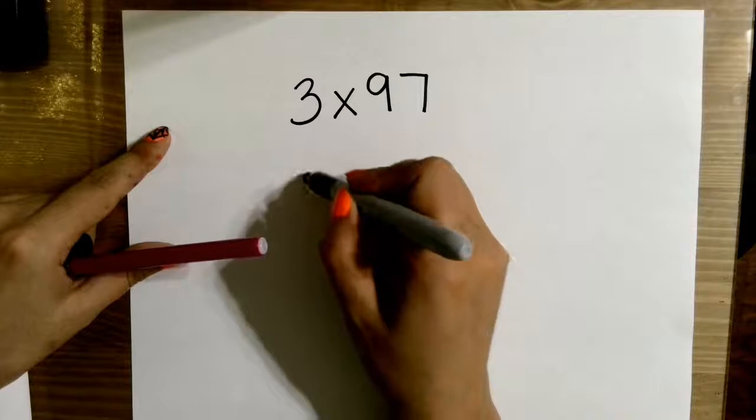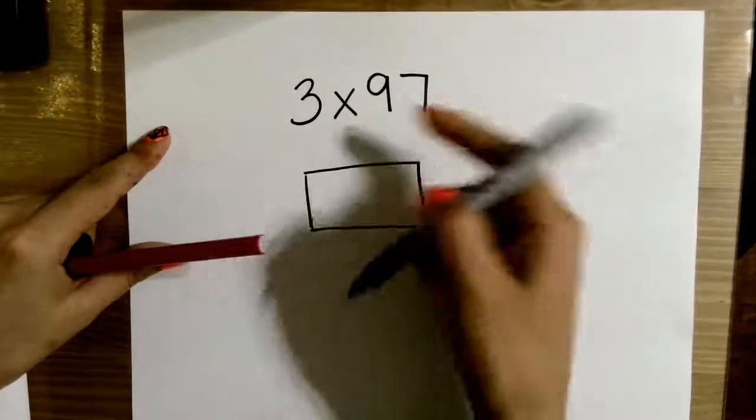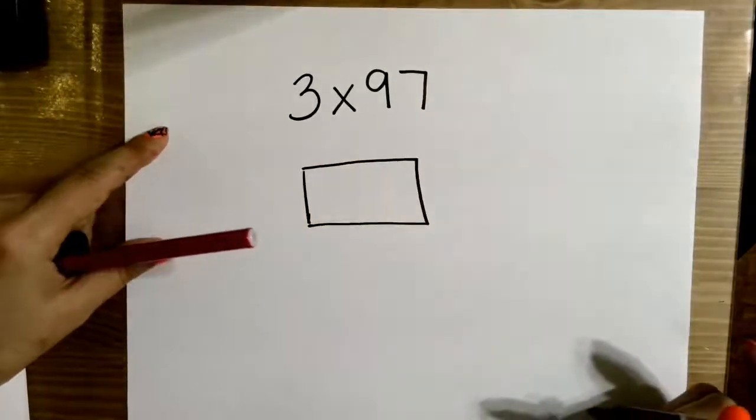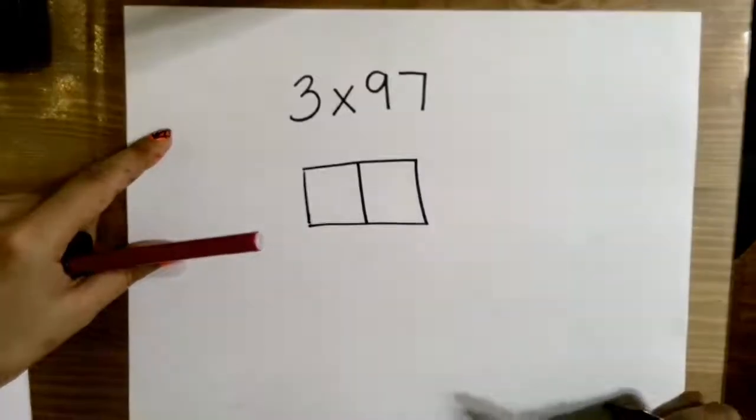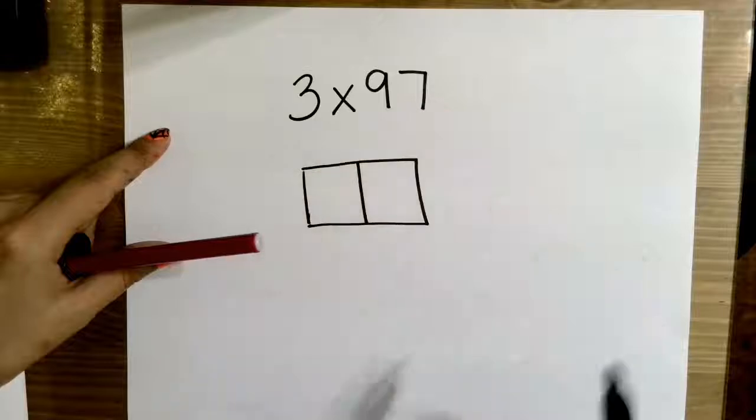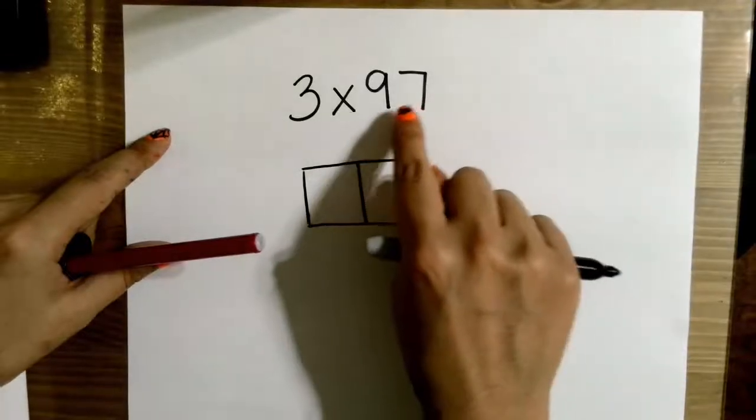So you should have drawn your rectangle. You're going to break down this number, figure out how many digits. It has 2 digits, so we break it up into 2 pieces. And we do that in expanded form, which would be 90 plus 7.